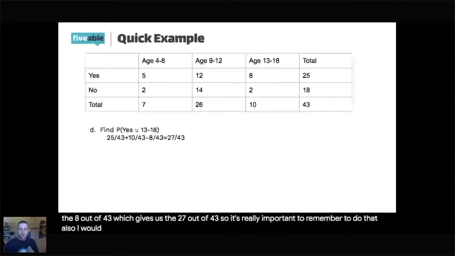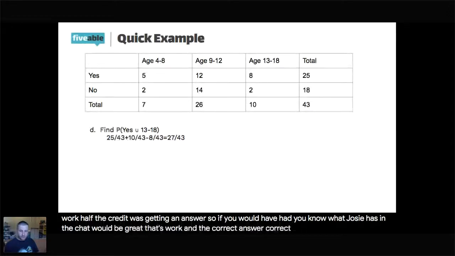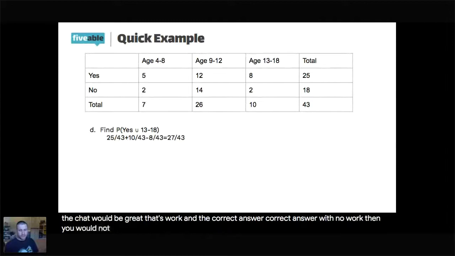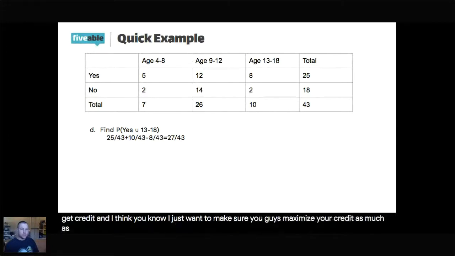Also, I would note that showing work is very important on these as well. There was an AP exam question 2 or 3 years ago that was similar to this, and half of the credit was showing the work, half the credit was getting an answer. So if you would have had, what Josie has in the chat would be great. That's work and the correct answer. But if you had just an incorrect answer with no work, then you would not get any credit. But you could have some work leading to an incorrect answer and still get credit. I just want to make sure you guys maximize your credit as much as you can. So yeah, 25 plus 10, and then we got to subtract the 8.